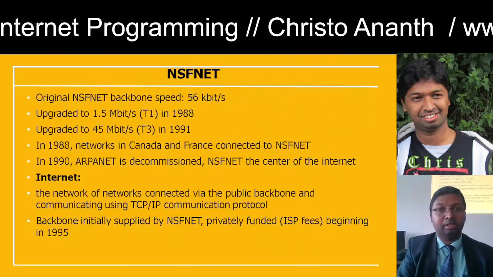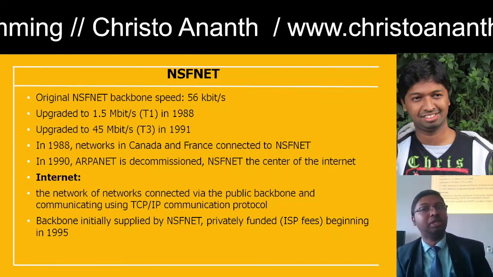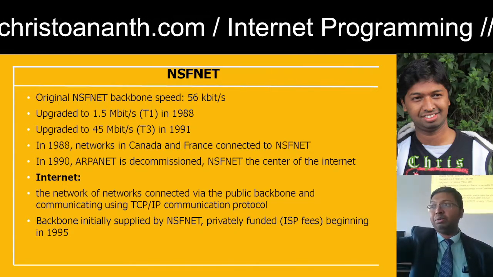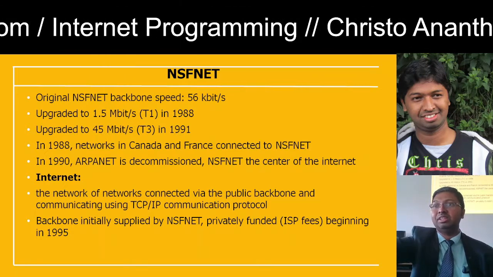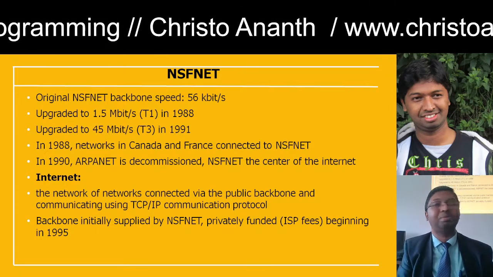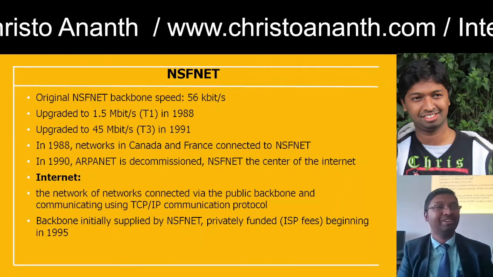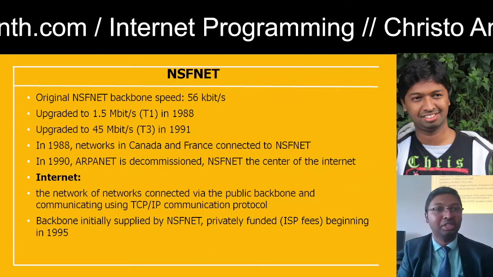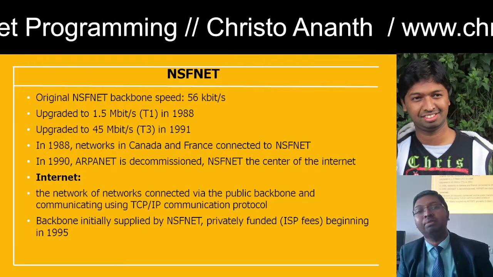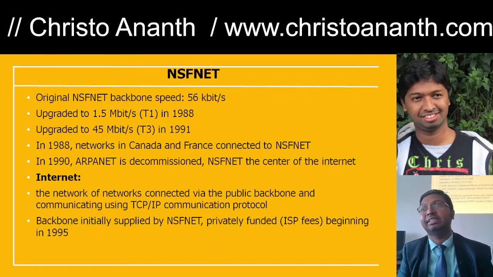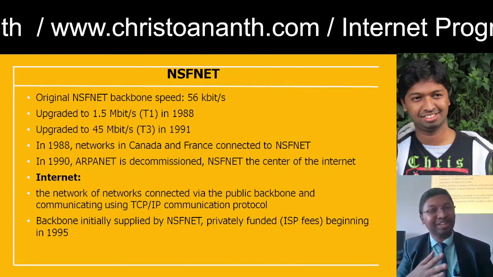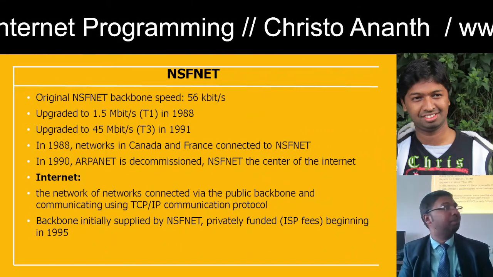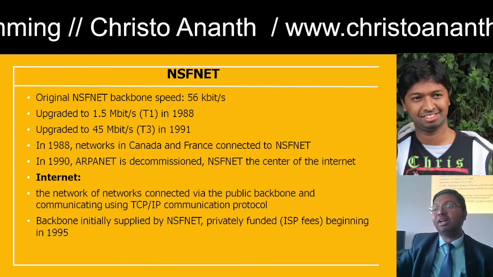Right. So NSFNet, the backbone speed is around 56 kbps. Now we are enjoying 100 Mbps speed in your Wi-Fi. But initially it was 56 kbps. Very small. Not even 2G. Now we are having 5G and 6G. And it was upgraded to 1.5 Mbps in 1988, the year when I was born. Then in 1991 it was upgraded to 45 Mbps. I'm talking about the regional network.